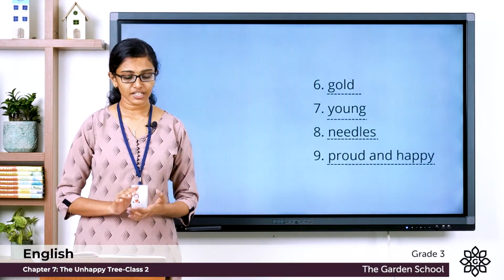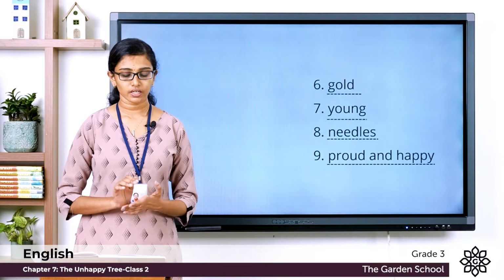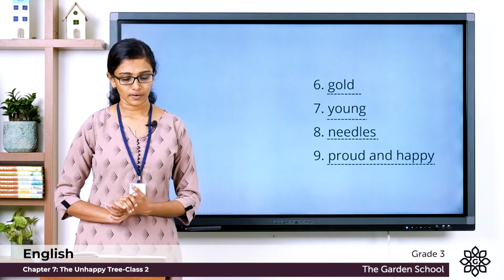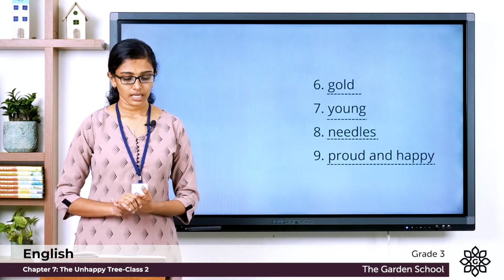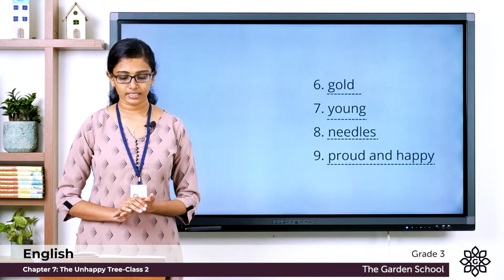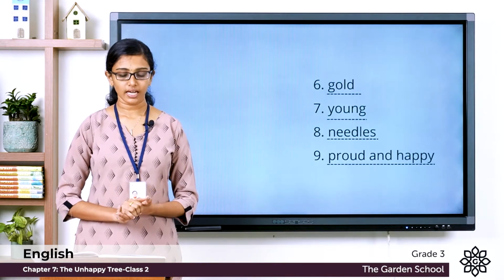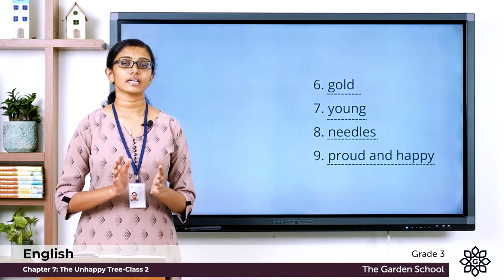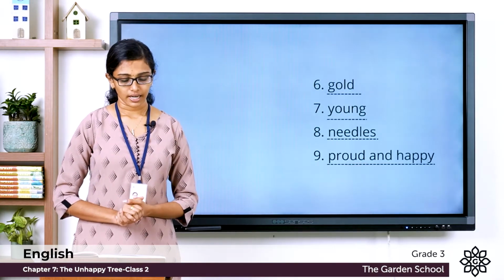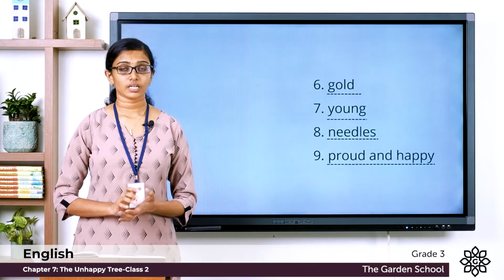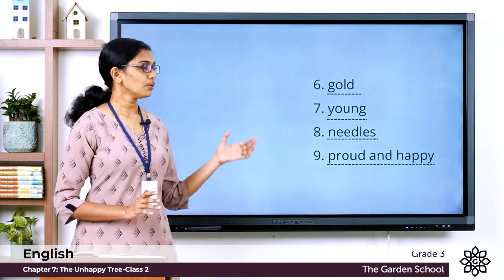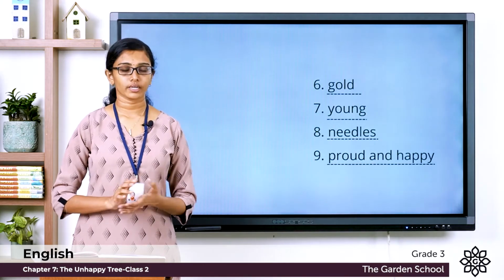7. A dash man stole all the golden leaves. A young man stole all the golden leaves. 8. The little tree wanted its dash back again as its last wish. So at last, it wished to get back its needles. So it is needles to be written there. Now 9. Finally, it was dash with what it had. So finally, it was proud and happy with what it had.